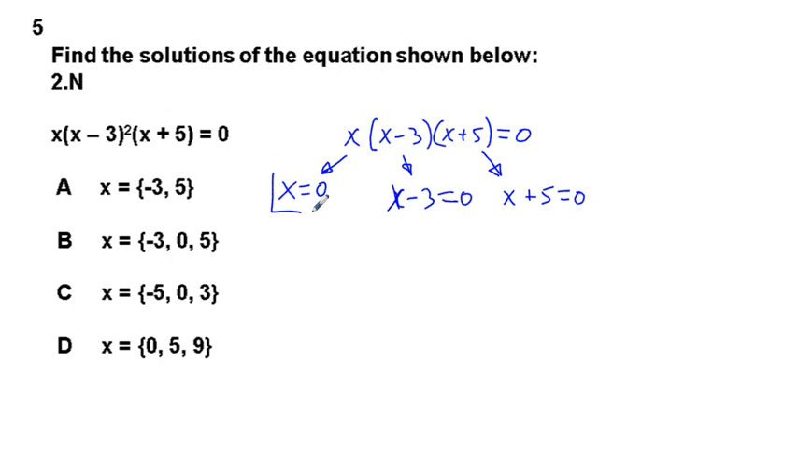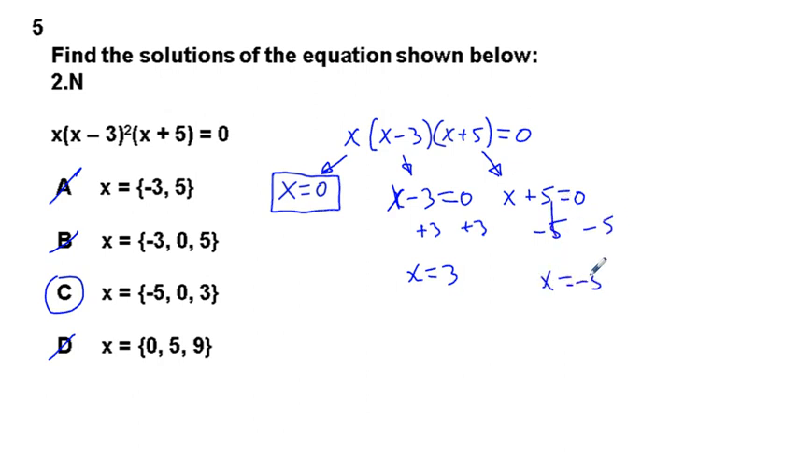And x equals 0, that's one of our zeros. If x is not, 0 is not there, so a cannot be right. Then we solve these other ones for x. If we add 3, we get x is equal to 3. So this is a negative 3. We don't have 3 here. It's going to be this one right here. Next one, if we subtract 5, we have x is equal to negative 5. Okay, that's answer choice C.